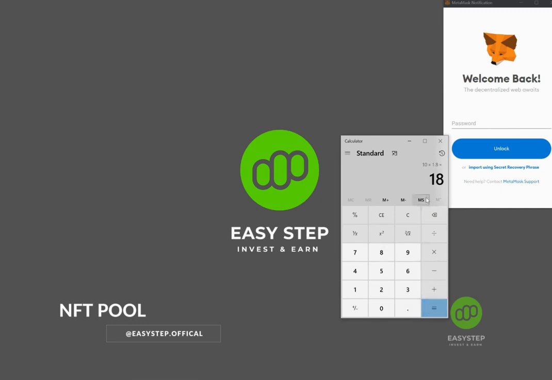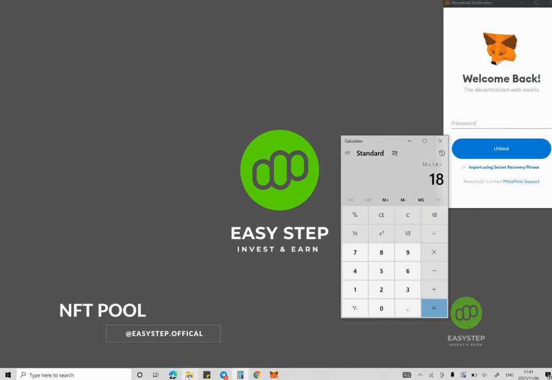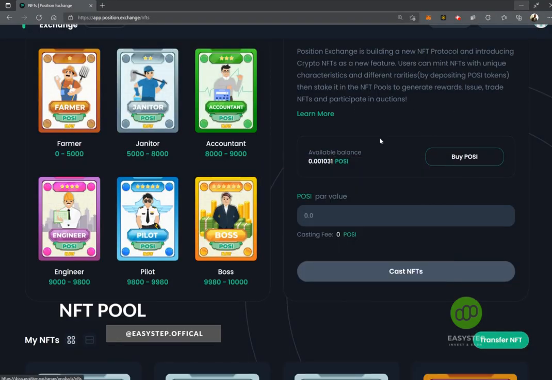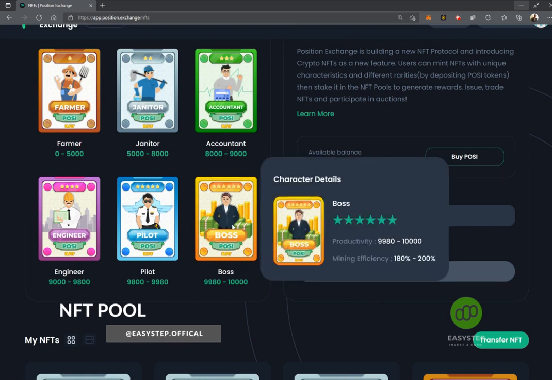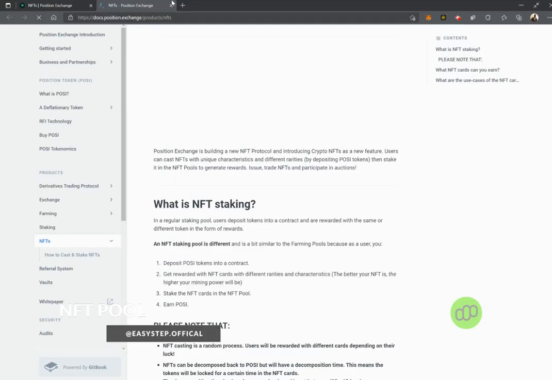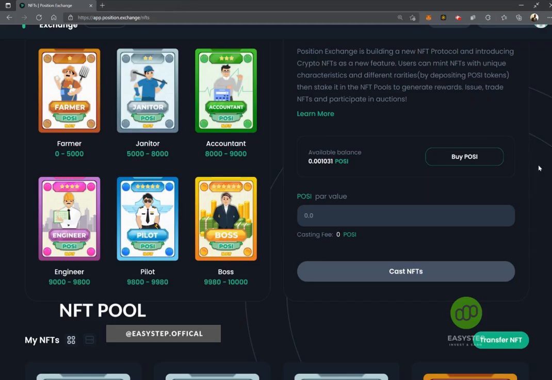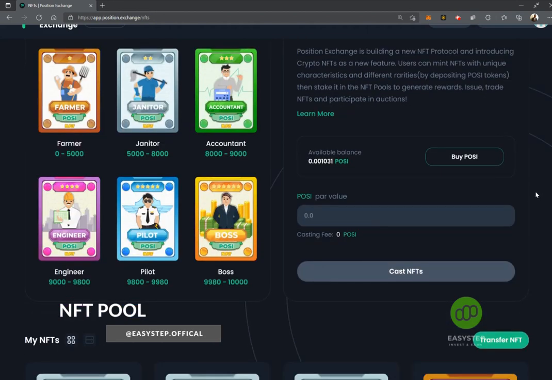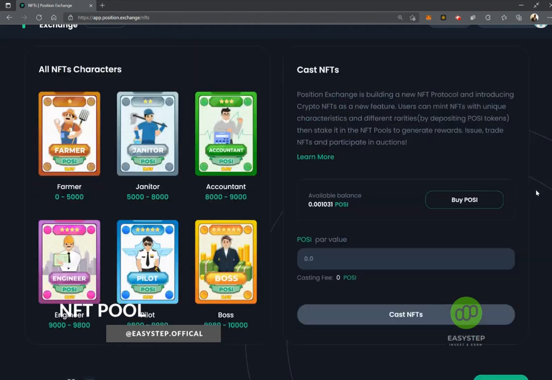1.8. That means it'll be 18. So that means I would have got an additional 8 POSI tokens since I was awarded a boss NFT. So this is one way you can really increase your earning potential, okay, by buying these NFTs. And this is a big reason why I chose to go with the NFT pool.